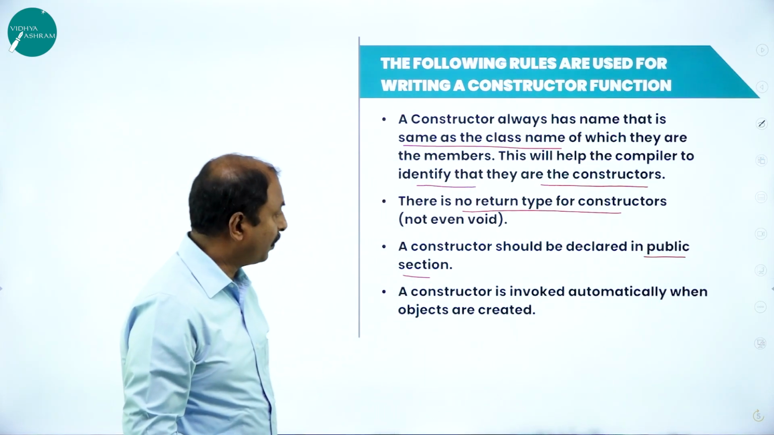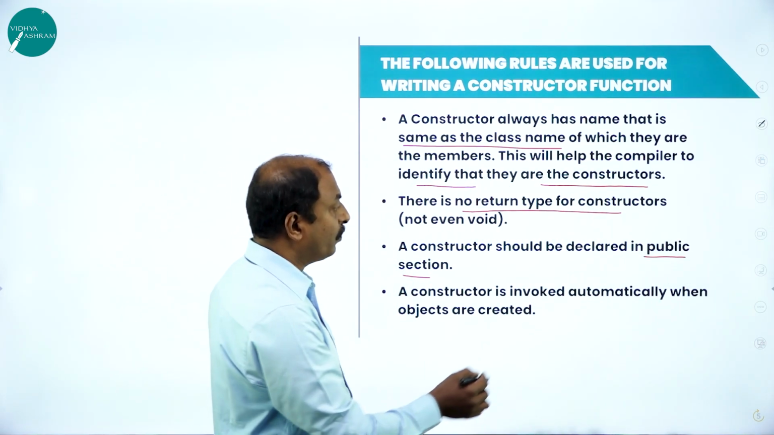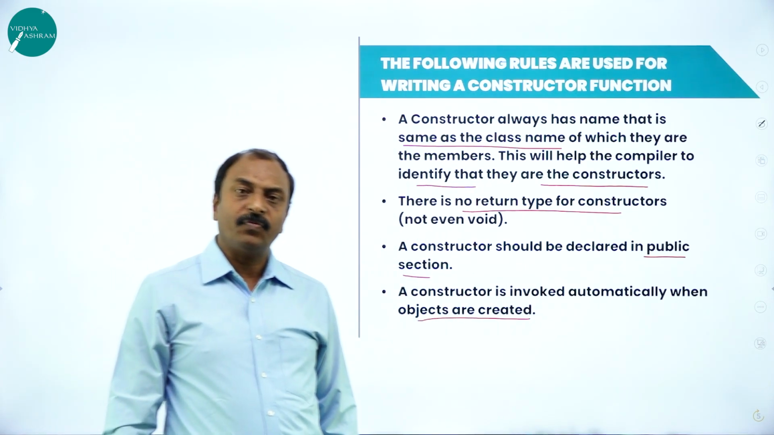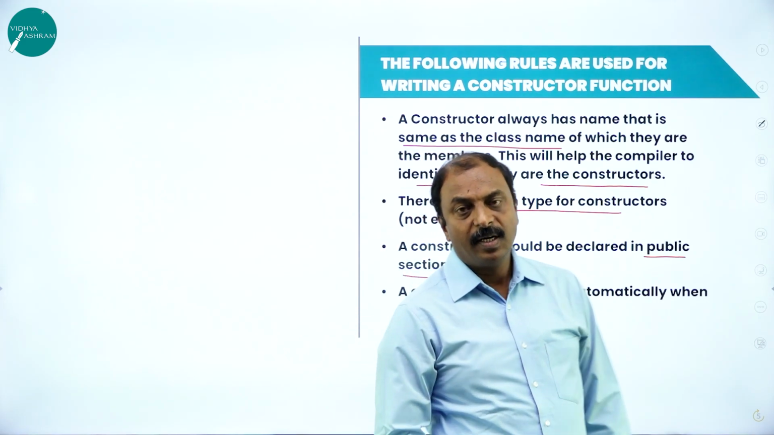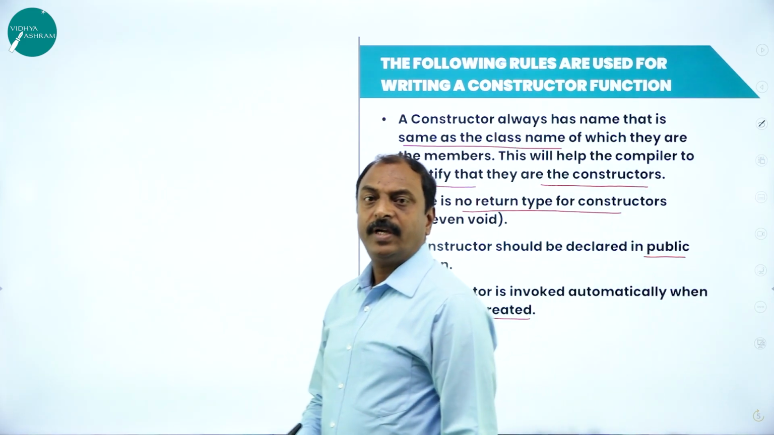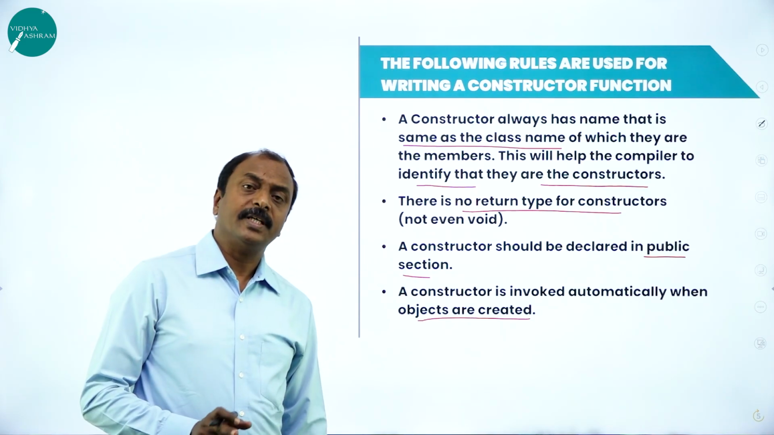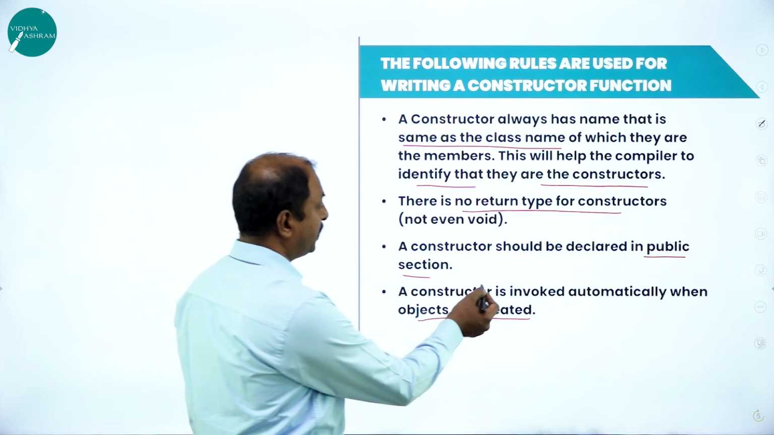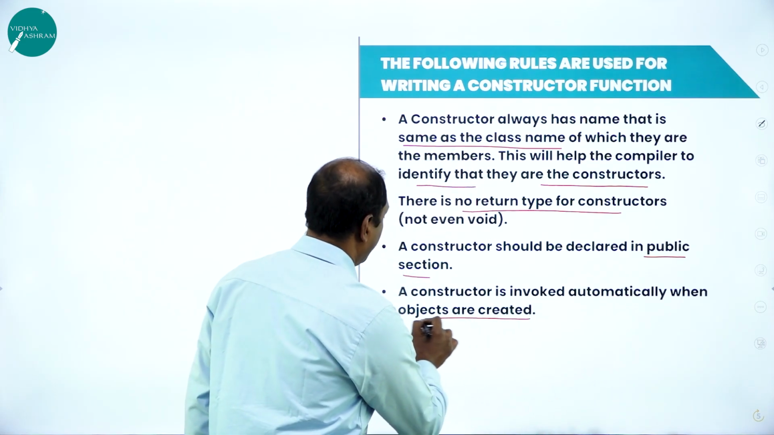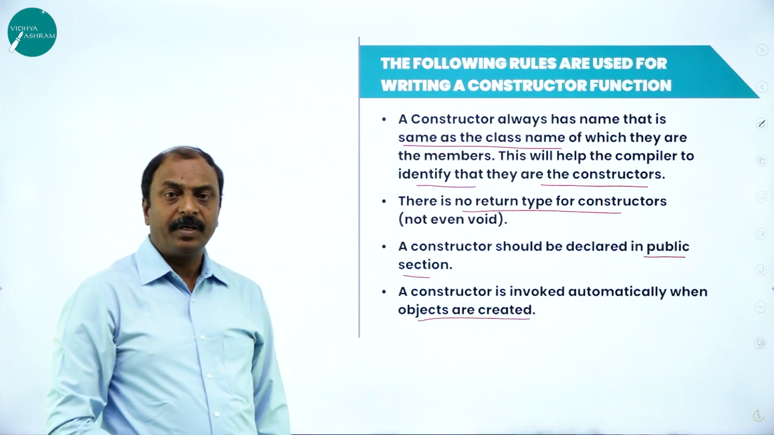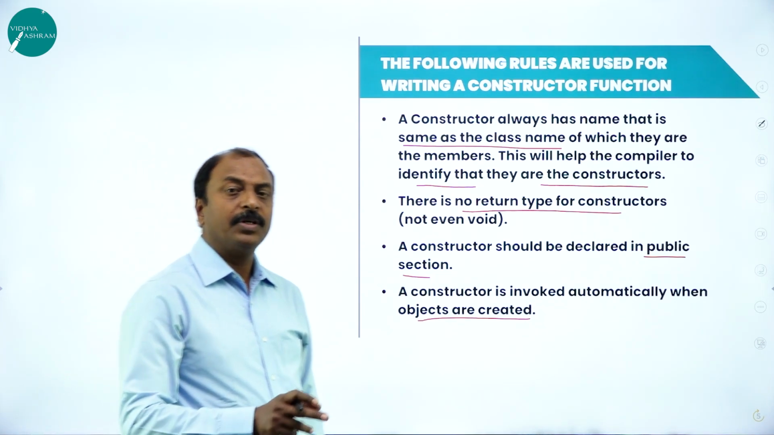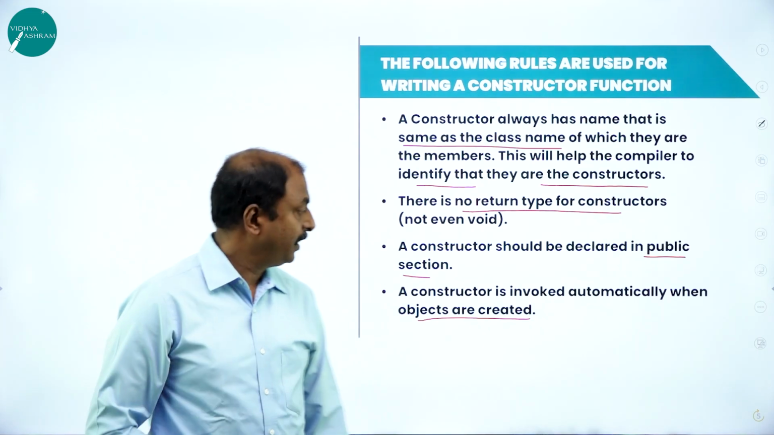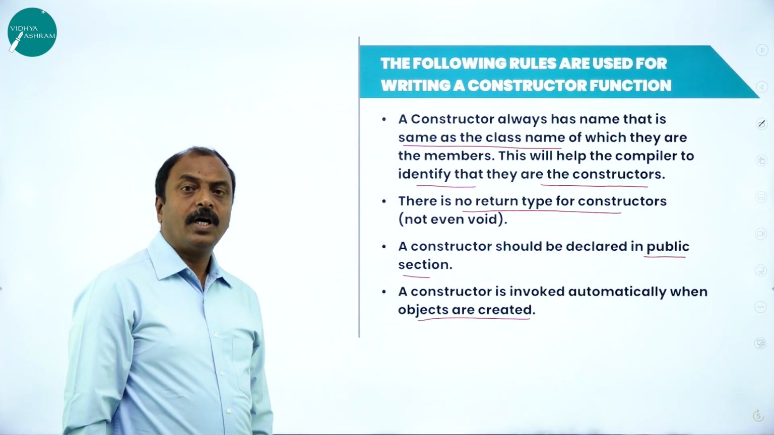Another property is that a constructor is invoked automatically when the objects are created. Now we know what functions are and how we invoke functions. Similarly we have to invoke the constructor also. But how is it to be invoked? The constructors are invoked automatically when the objects are created. As soon as we create an object of a class, the constructor will be invoked automatically.